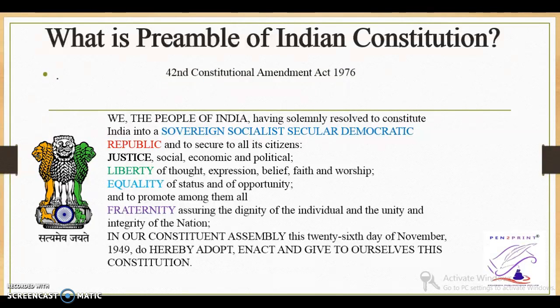The term India is a socialist state really means India is a democratic socialist state, not socialist in the real sense of the term like China and the USSR. We are not like that. We are different.